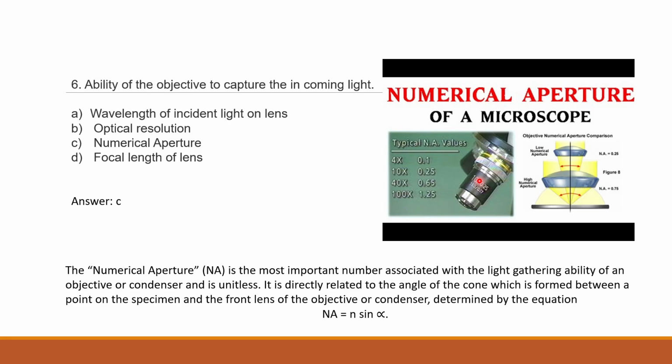So here you see, it is a 10x microscope. So it's written 10 first. That means the magnification power of this microscope is 10x. And then it has also written that it is 0.25. So 0.25 is the NA value.